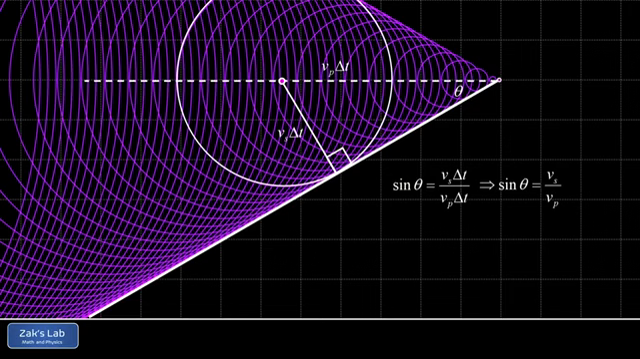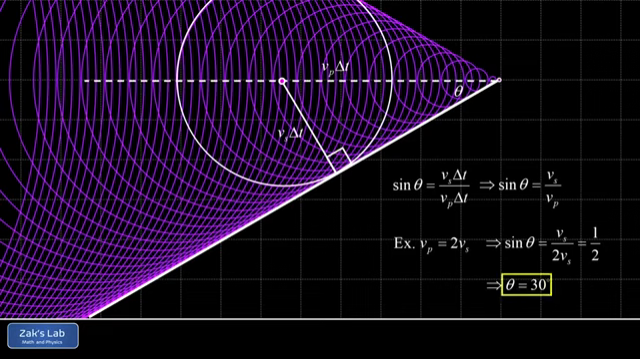And just to wrap things up with a quick example, we can compute the angle of the shockwave cone for this plane flying at a speed of Mach 2. So we have that the speed of the plane is twice the speed of sound. And when we plug into our formula, we have sine theta is the speed of sound over the speed of the plane, but the speed of the plane is twice the speed of sound, and the speed of sound is going to cancel out of that, and we get sine theta equals 1/2. Well, this happens to be a special angle. The angle whose sine is 1/2 is 30 degrees, and we've got the angle of the shockwave cone.